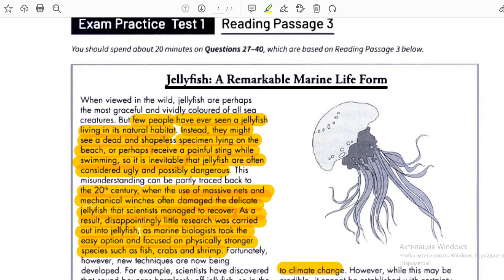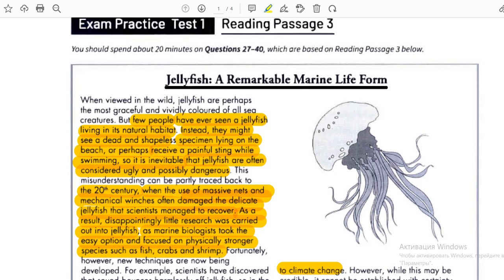Here it is, the reading passage 3 under the title Jellyfish, a remarkable marine life form. The first paragraph says: few people have ever seen a jellyfish living in its natural habitat. Instead, they might see a dead and shapeless specimen lying on the beach, or perhaps receive a painful sting while swimming. So it is inevitable that jellyfish are often considered ugly and possibly dangerous. So the answer is no, it contradicts the information.